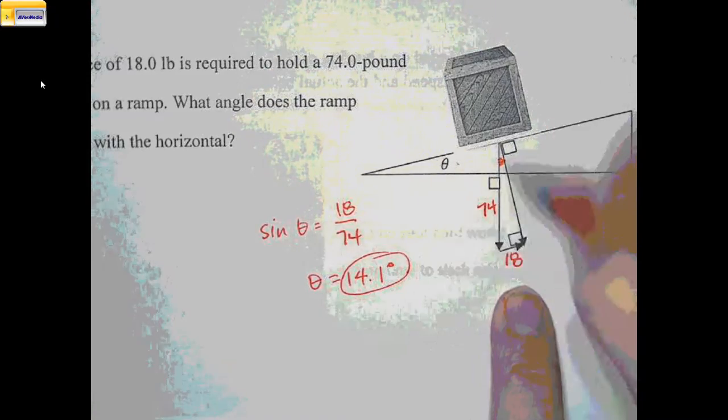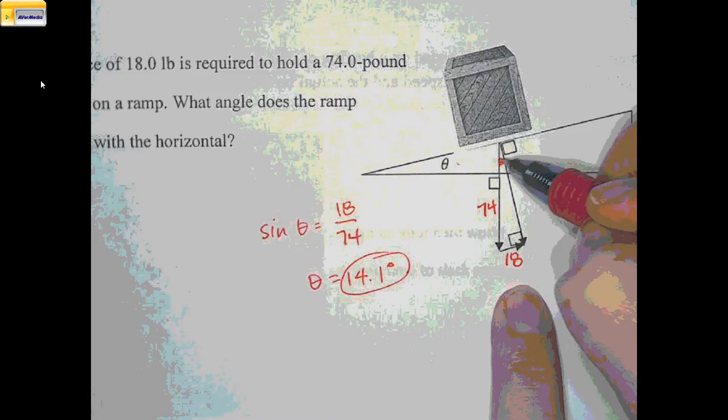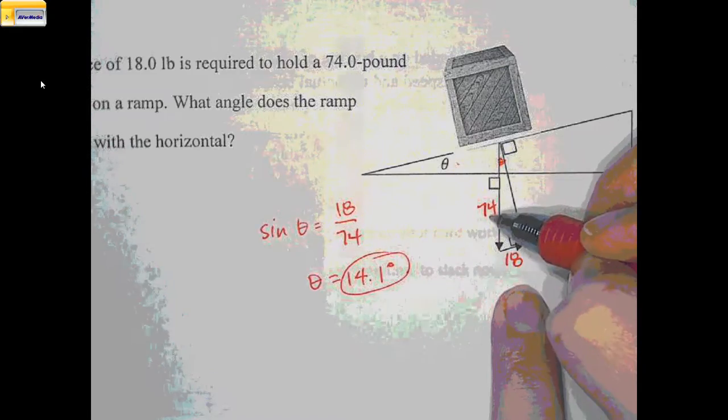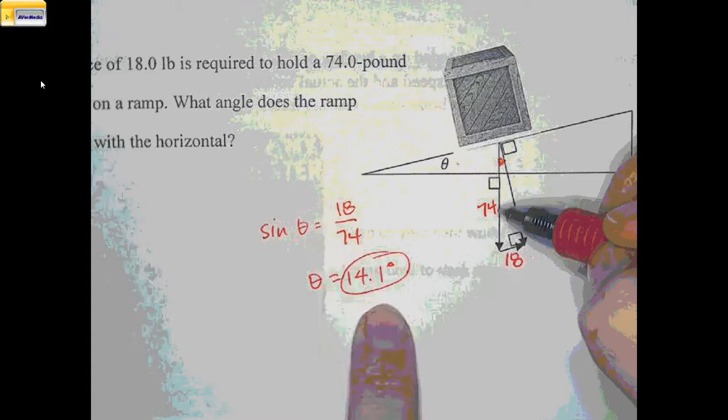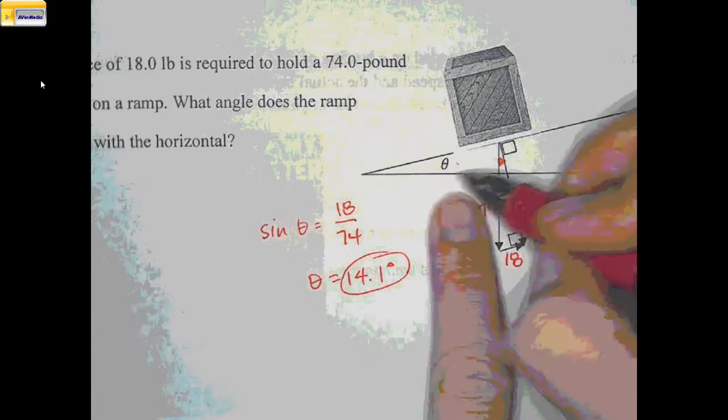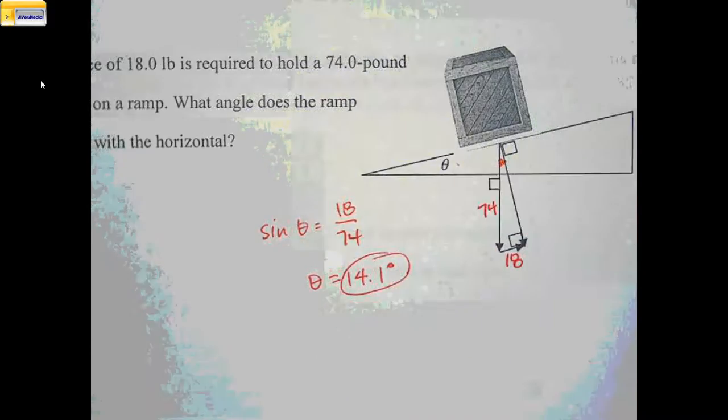So I've got a right triangle, and I've got opposite and hypotenuse. That tells me sine. So sine of theta is opposite over hypotenuse. Do arc sine, you get 14.1 degrees. And if I have this little red guy, then I've got that one. Questions?